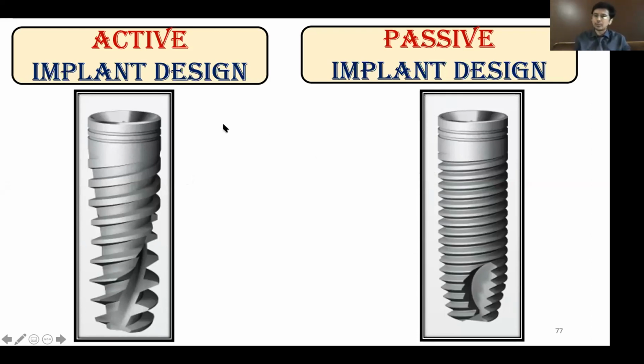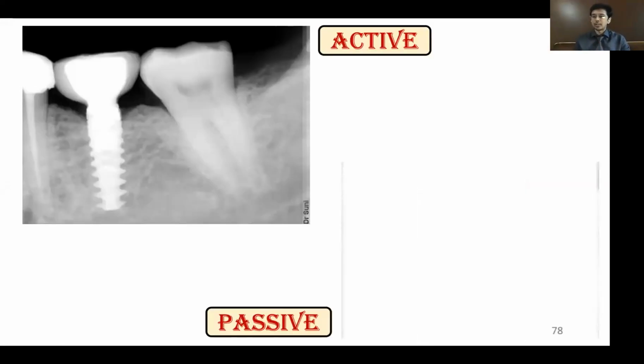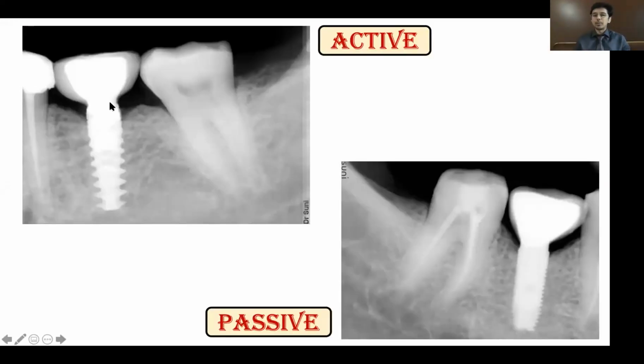Then if you feel that you are comfortable, you can move on to active design. This is the only thing with regard to macro design modification that you are supposed to remember. Even in the radiograph, straight away you'll be able to make out this is basically an active implant and this is basically a passive implant. All of you are able to make out this thing, active and passive as such.